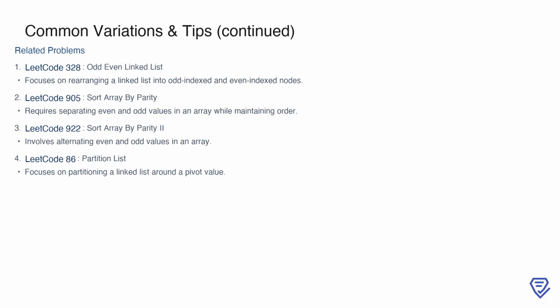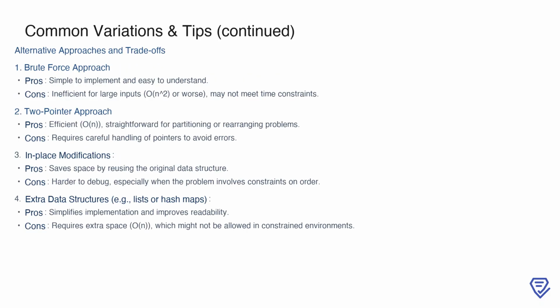There are several approaches you can take when solving problems like odd-even linked list, each with its own trade-offs. A brute force approach is often the simplest to implement and understand, but it's highly inefficient for large inputs due to its O(n²), or worse, time complexity. A more efficient method is the two-pointer approach, which operates in O(n) time and is particularly effective for partitioning or rearranging problems. However, it requires careful management of pointers to avoid mistakes.